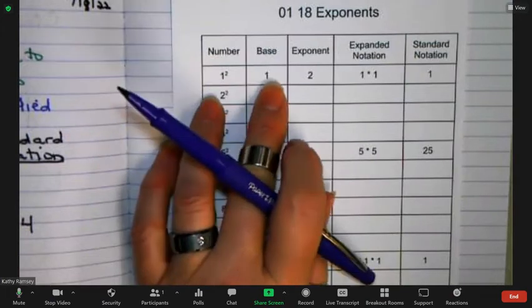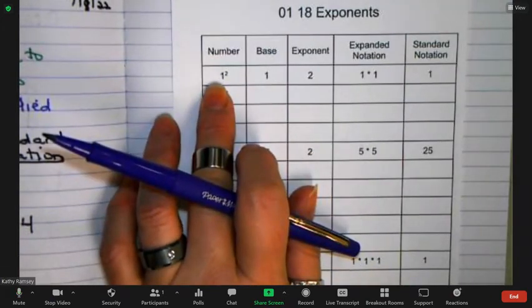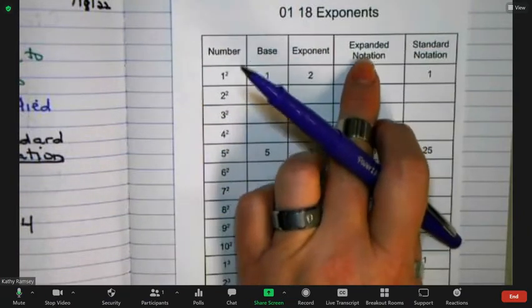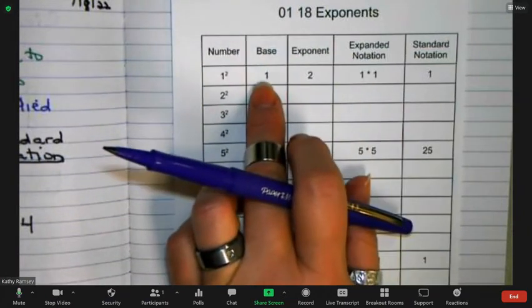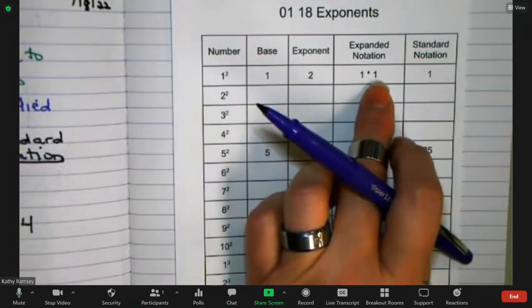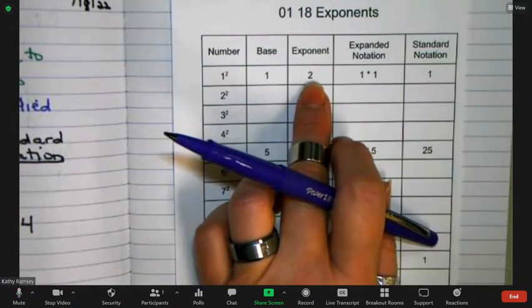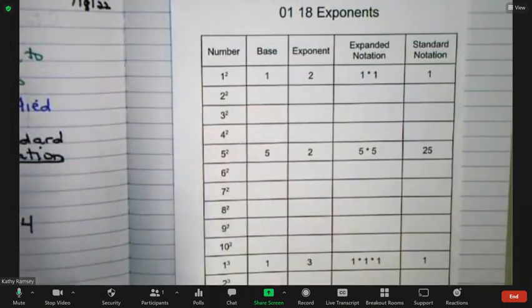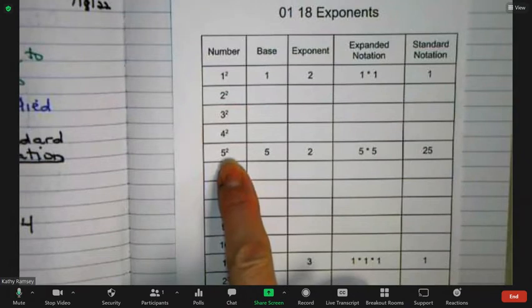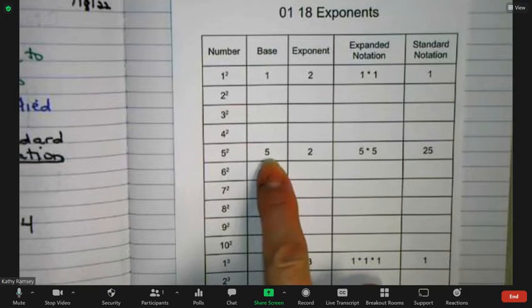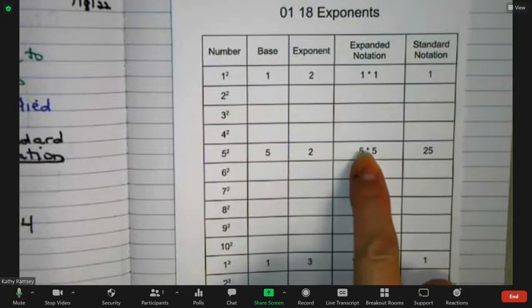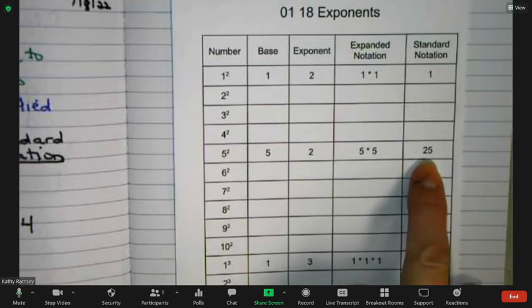1 squared, the base is 1, the exponent is 2. So the expanded notation, we multiply the 1 by itself twice. 1 times 1 is 1. Another example, 5 squared, or 5 to the power of 2. Base is 5, exponent is 2. 5 times 5 is 25.